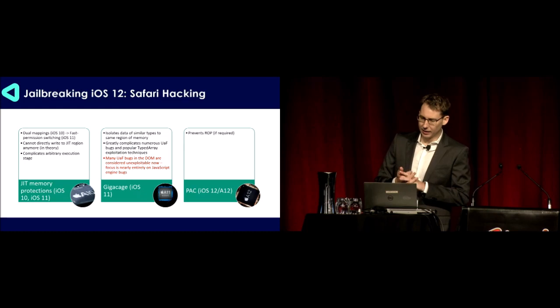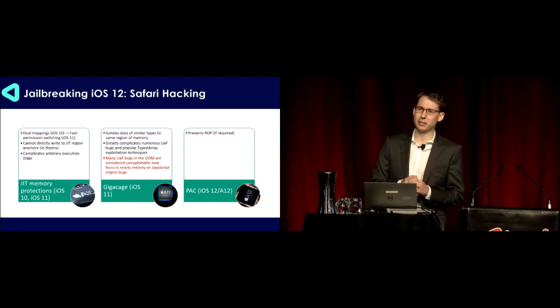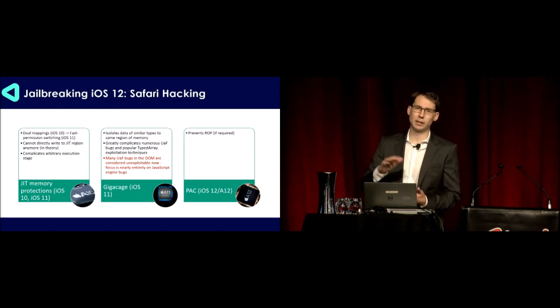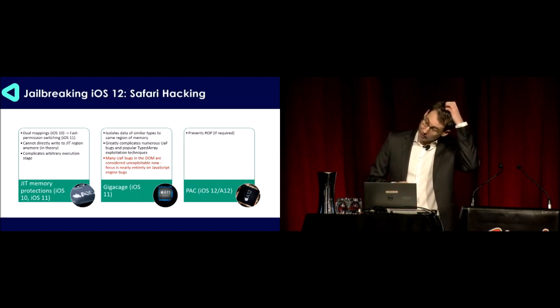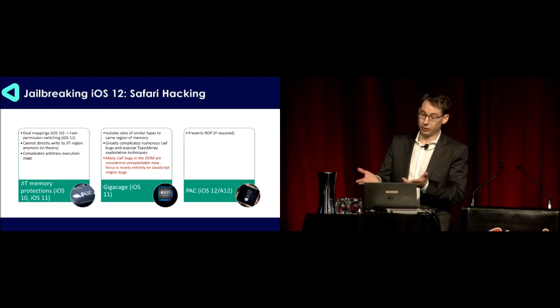The GigaCage is an isolated heap mitigation that got added in iOS 11. And this makes it very difficult to exploit use-after-free vulnerabilities and type confusions and things like that, particularly because it prevents you from being able to map essentially arbitrary data over what was previously a data structure full of pointers. And when you can't do that, then your ability to exploit some of these vulnerabilities is restricted. And then iOS 12, on the A12s at least, prevents ROP with PAC.